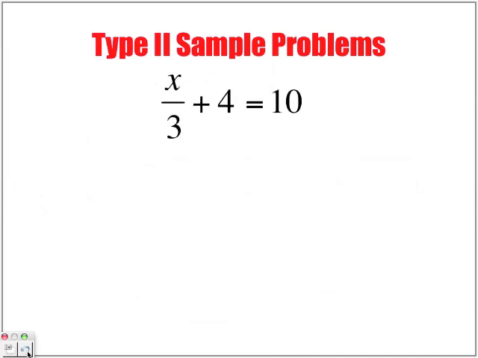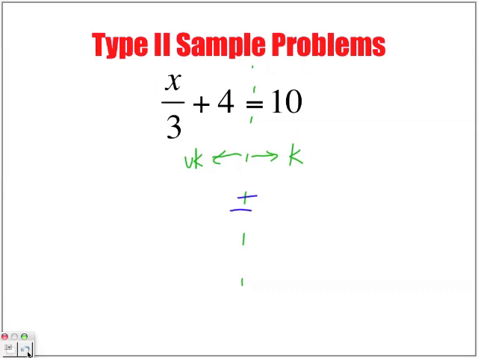Now, let's solve the following sample problem. x over 3 plus 4 equals 10. So now, here's the thing. Remember what we said at the beginning of this lesson? We said we want to do the addition and subtraction first. But before that, we want to separate the left side from the right side. As we said, we're going to put our unknowns on this side and our knowns on that side.